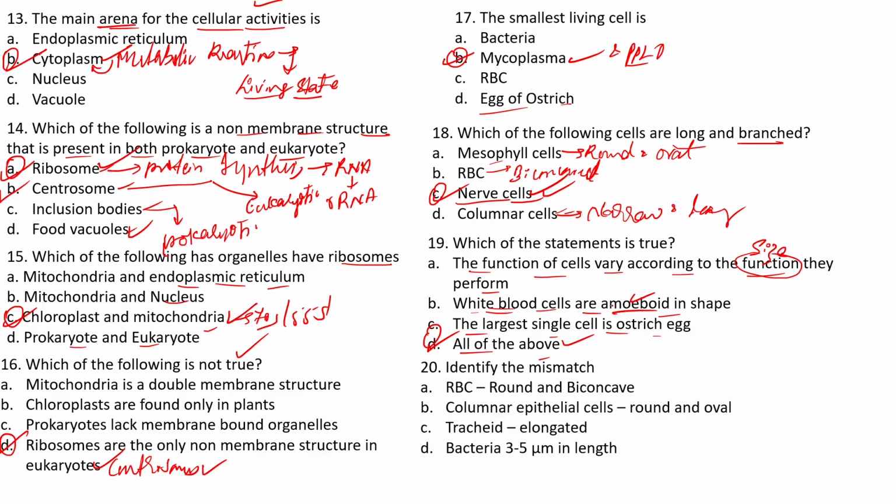The next question: identify the mismatch. RBC, round and biconcave. Columnar epithelial cells, round and oval. Tracheid, elongated. Bacteria, 3 to 5 micrometres in length. We know the mismatch is B, because the columnar epithelial cells are long and narrow, but never round and oval. Round and oval is the example of mesophyll cells, right?